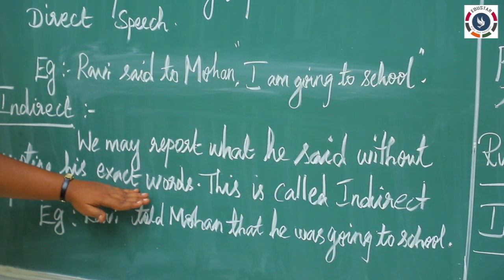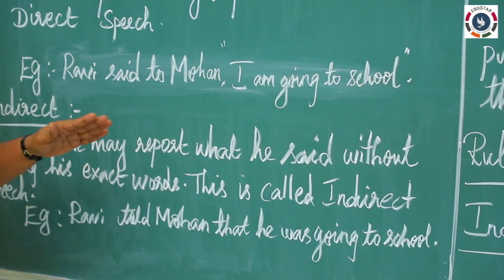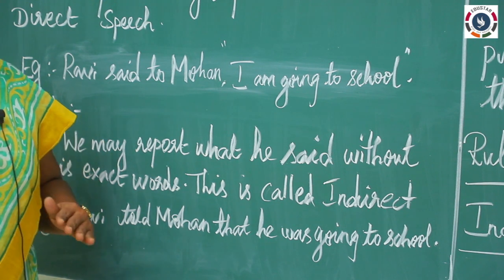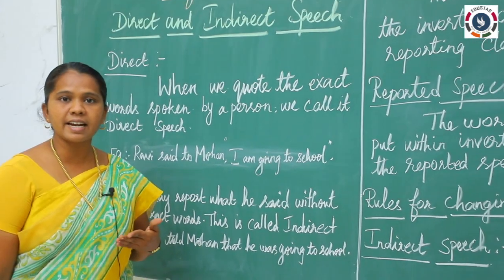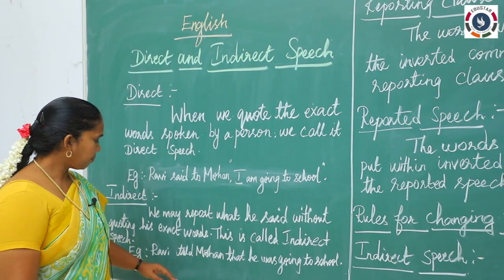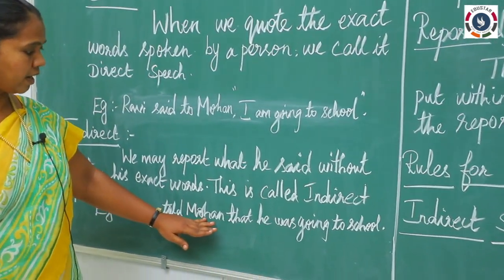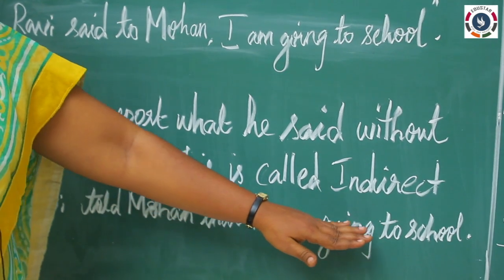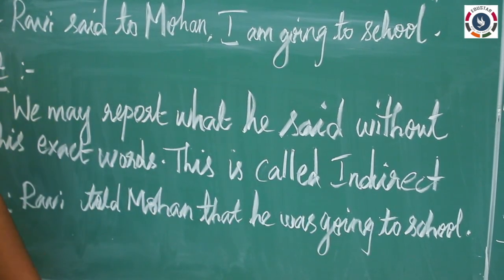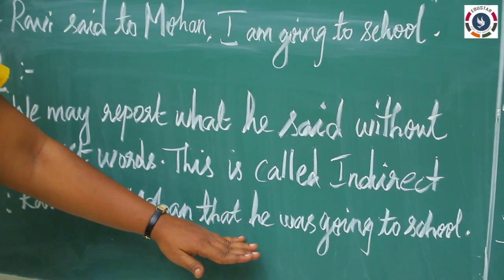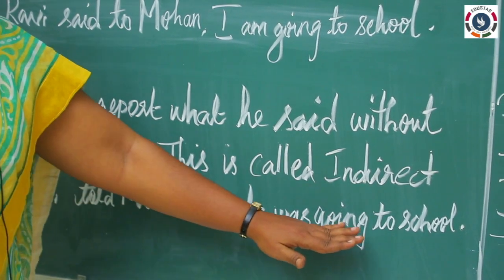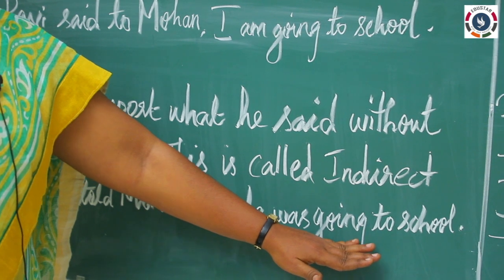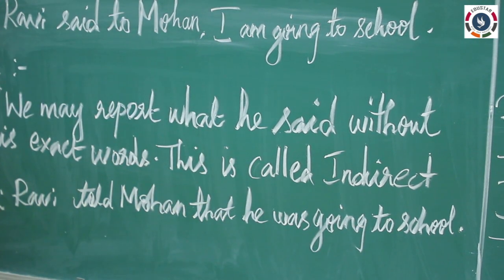Here also something we are telling. Without using his exact words, if we convey the message, that is indirect speech. So see here, Ravi told Mohan that he was going to school. Now we made some changes. He was going to school, this is not his exact words. So now I hope you would have understood this.